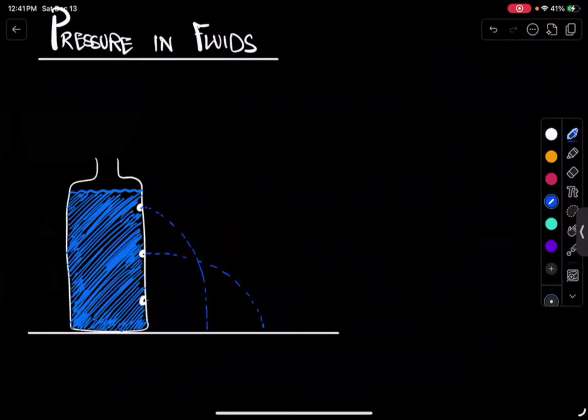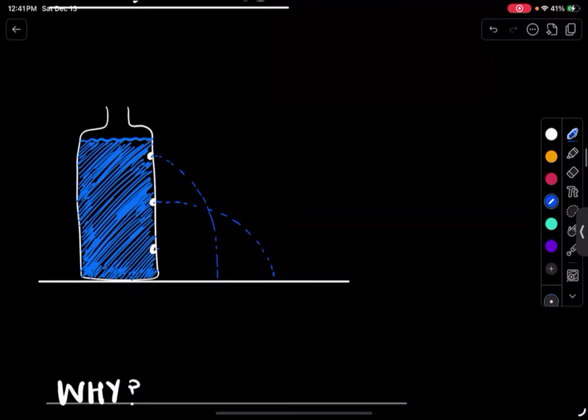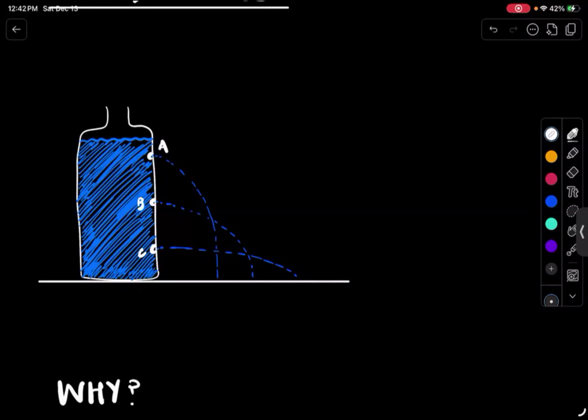Right? So we can clearly see that if you poke holes, as you increase in depth, as you go down the bottle, the stream gets stronger, right? So that means hole A, hole B, and hole C. Hole C has the strongest stream.